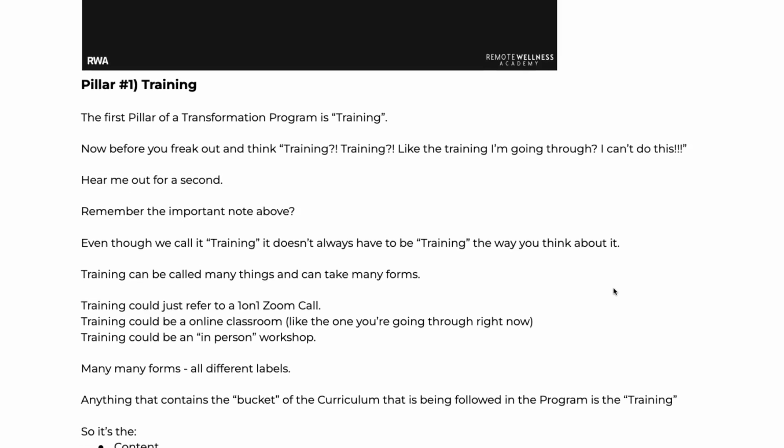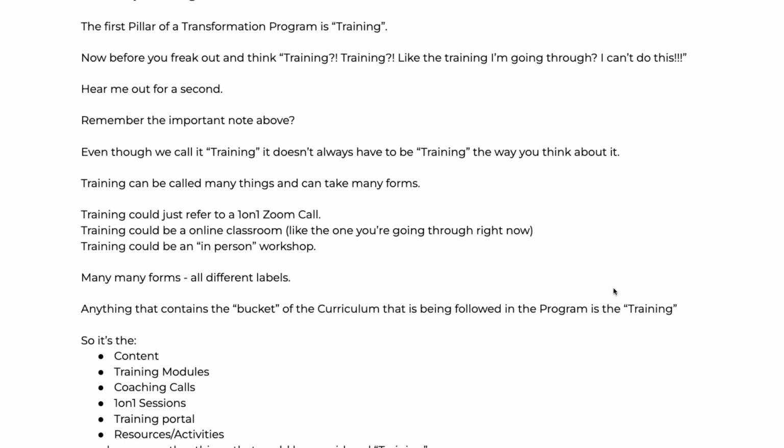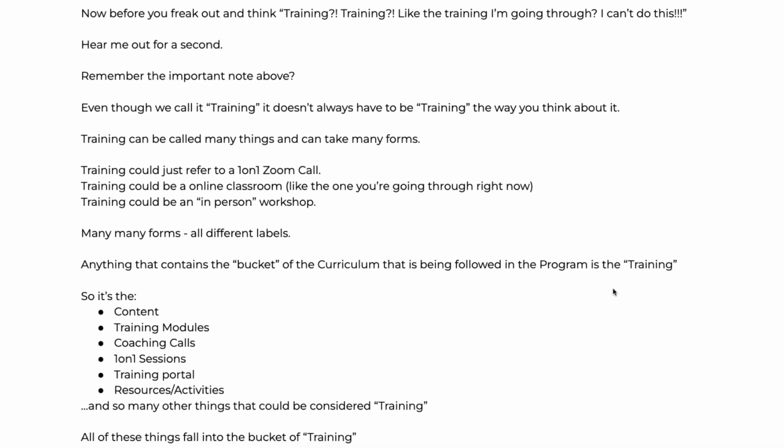Even though we call it training, it doesn't always have to be training the way that we think about it, right? Training can be many things and can take many different forms. Training could refer to a one-on-one Zoom call. Training could be an online classroom like the one that you're going through right now. Training could be an in-person workshop, right? It could have many, many different forms and many, many different labels.